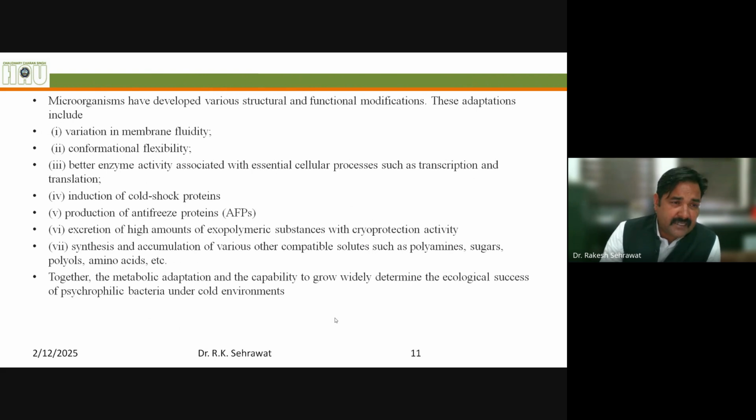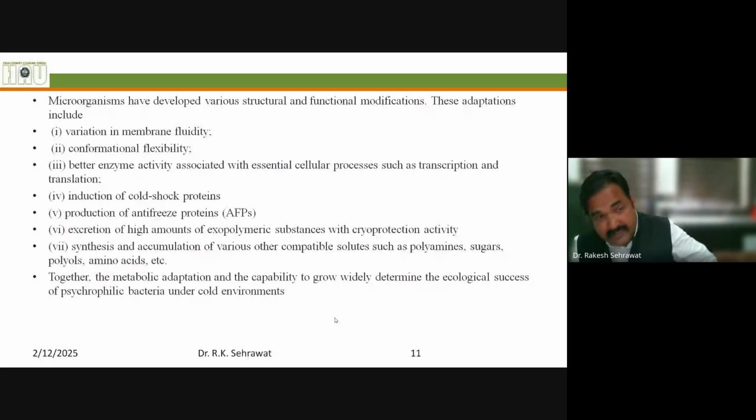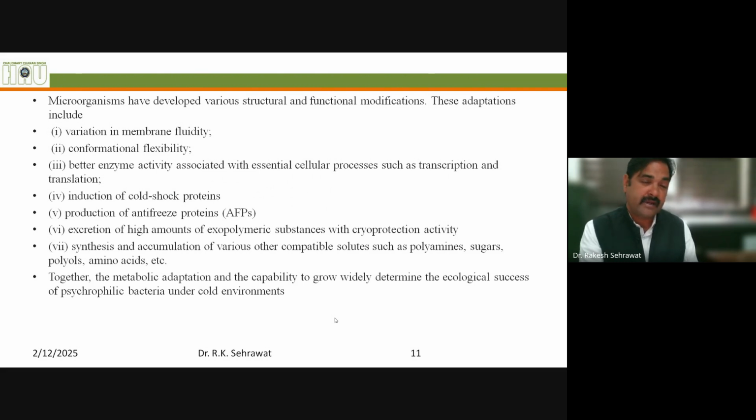Now, a few adaptations are observed in the microorganisms which make them survive under extreme conditions. So they adapt accordingly. There is a variation in the membrane fluidity of the microorganism. They have conformational flexibility and better enzyme activity associated with the essential cellular processes whenever the temperature rises or falls. Induction of the cold shock proteins helps them to survive in the cold stress. Production of antifreezing proteins. Excretion of a high amount of exopolymeric substances with cryoprotection activity. So a number of mechanisms are there which may make them survive under extreme cold or extreme hot conditions.